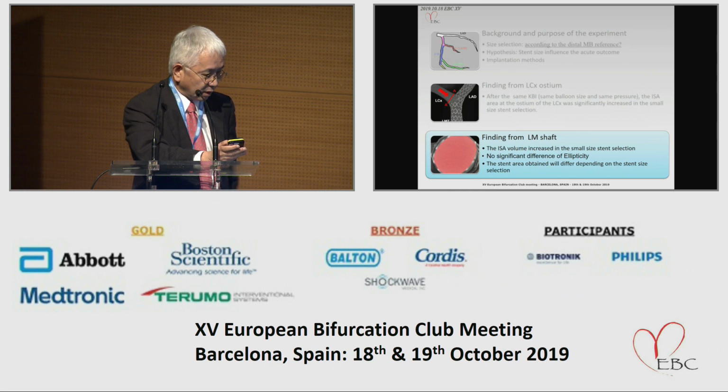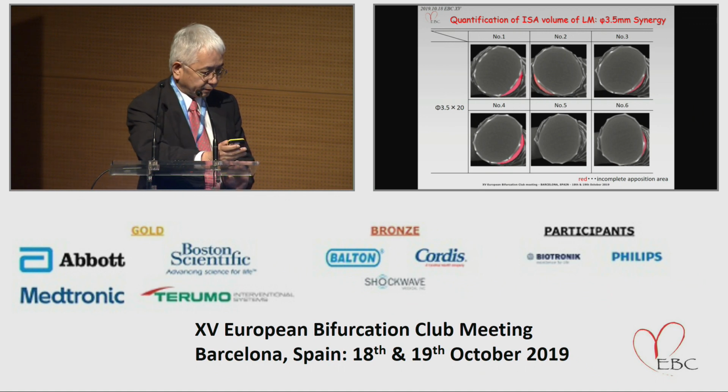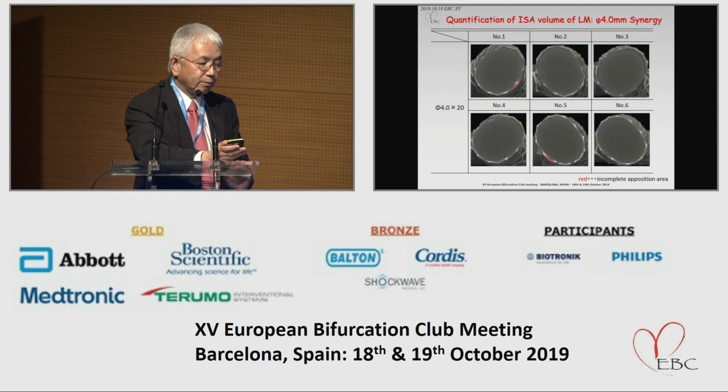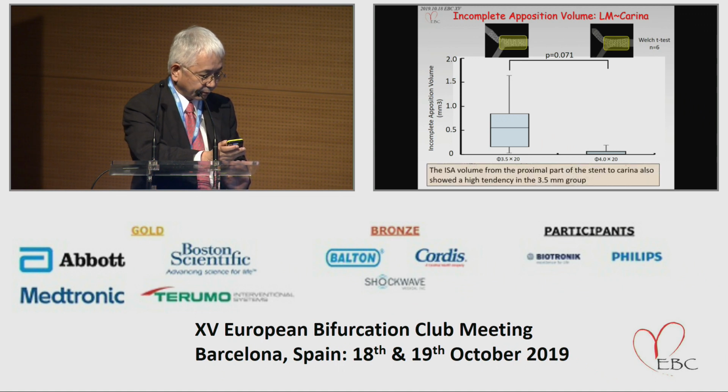Second result, about the left main shaft. This is the proximal end of the stent. The red is the incomplete stent apposition area. This group is 3.5, and this is 4.0. Comparing the two groups, we calculated this volume from the proximal part of the stent to the carina side. The incomplete stent apposition volume from the proximal part of the stent to the carina also shows a higher tendency in the 3.5 millimeter group.